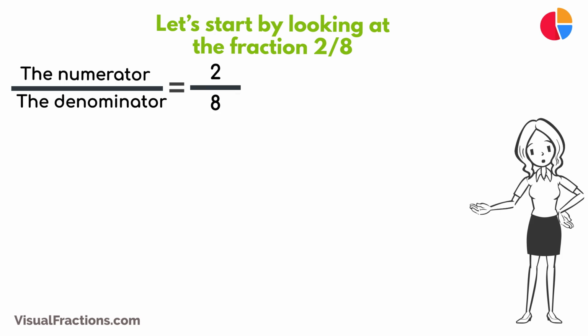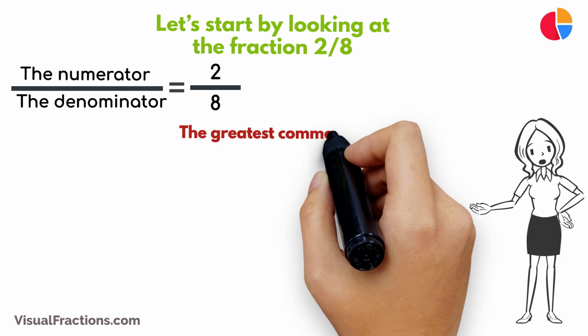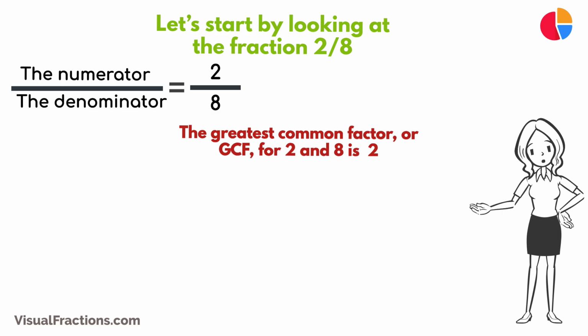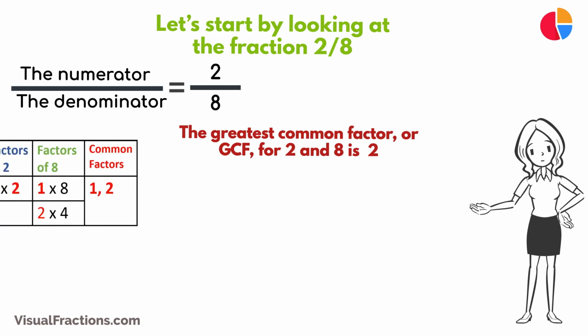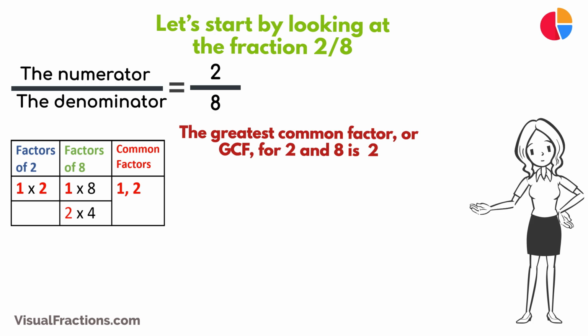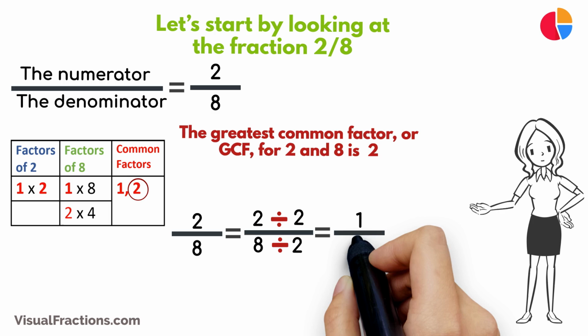The greatest common factor, or GCF, is the largest number that can evenly divide both the numerator and the denominator of a fraction without leaving a remainder. For 2 and 8, that's 2. We start by dividing 2 by 2, which gives us 1. Then we divide 8 by 2, which results in 4.